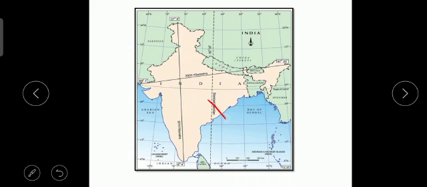In the southeast of India, there is a sea called the Bay of Bengal. And in the Bay of Bengal, there are the Andaman and Nicobar Islands. Like in the southwest, there is the Arabian Sea, and in the Arabian Sea, the Lakshadweep Islands are located.